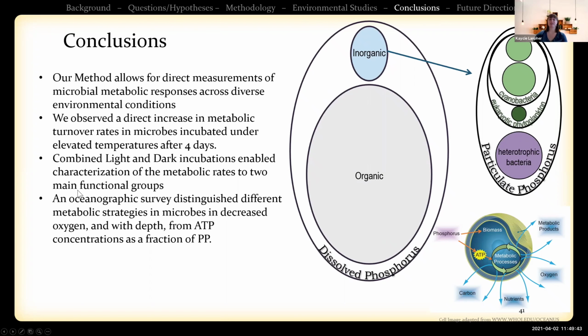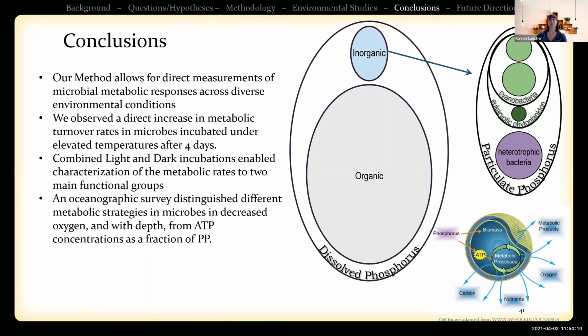And we also completed an oceanographic survey that distinguished different metabolic strategies in microbes in the decreased oxygen and with depth, based off of the ATP as a fraction of the total particulate phosphorus. And so that really highlights that even just looking at the pools, when rates aren't enabled, being able to analyze the adenylate concentrations can tell you a lot about their potential strategies.